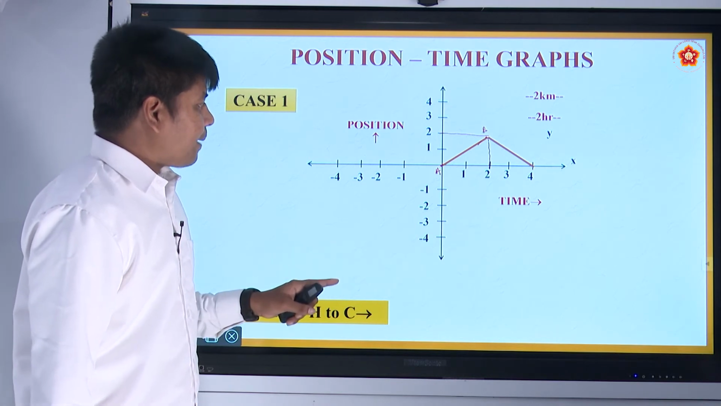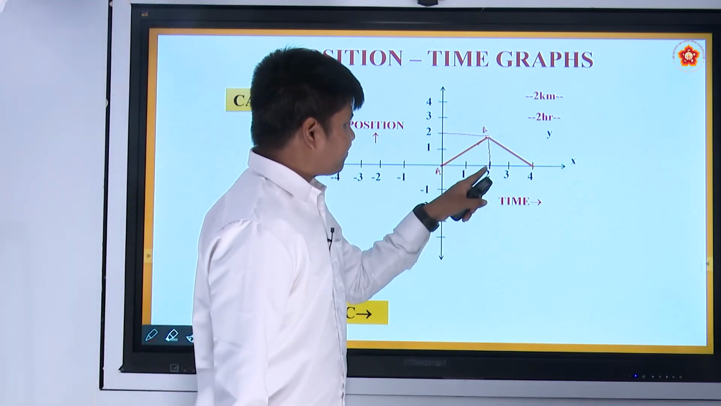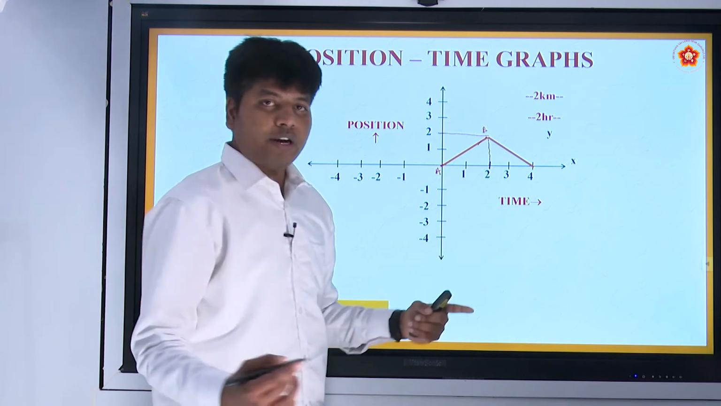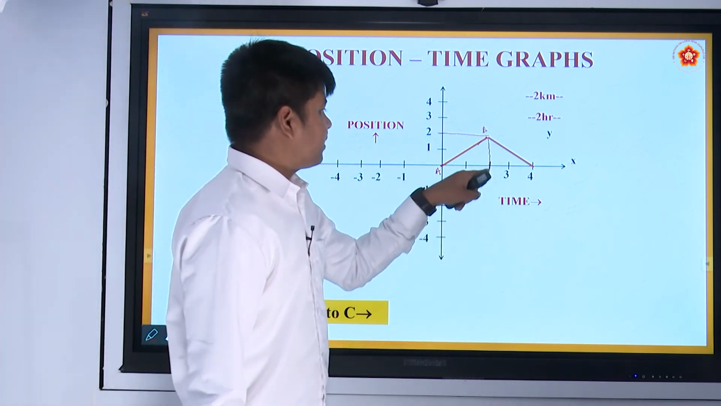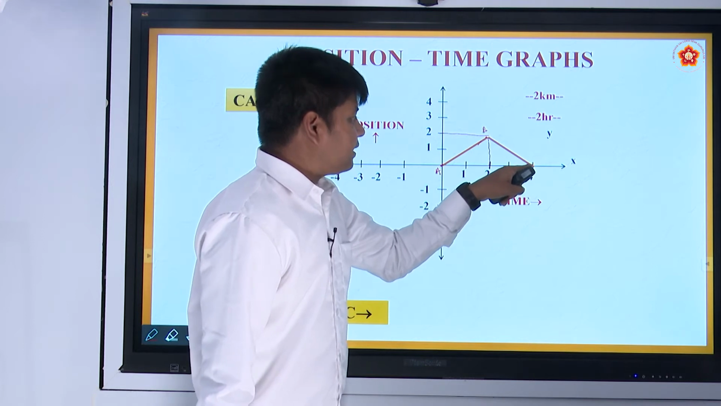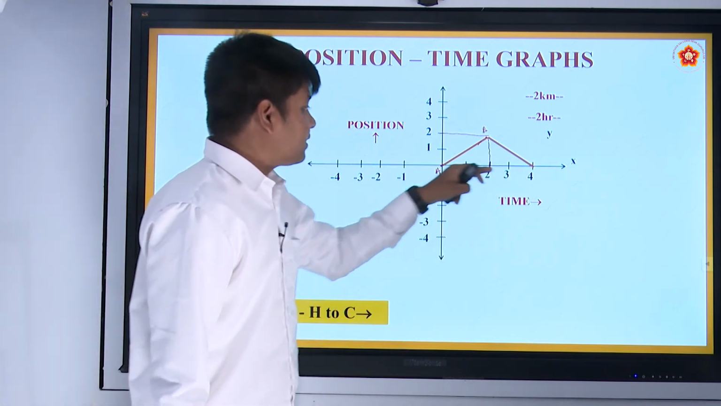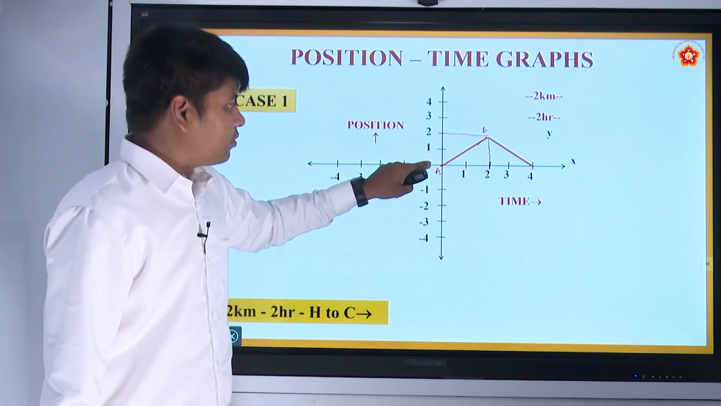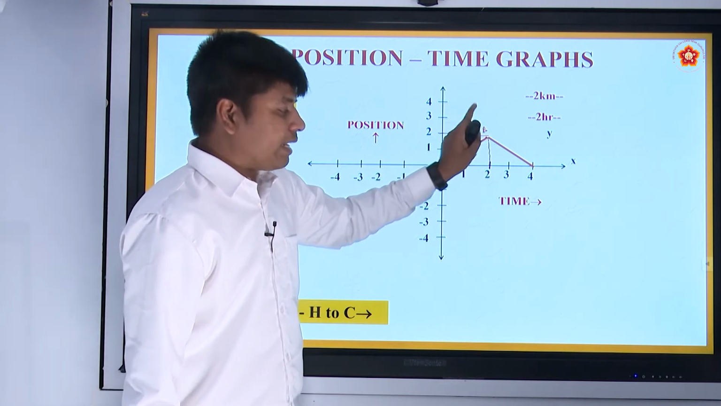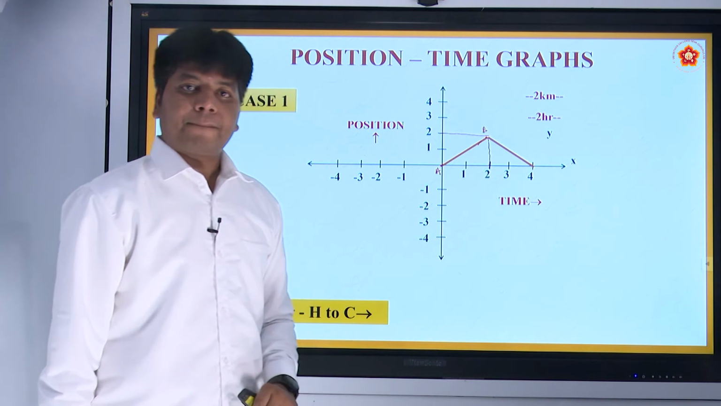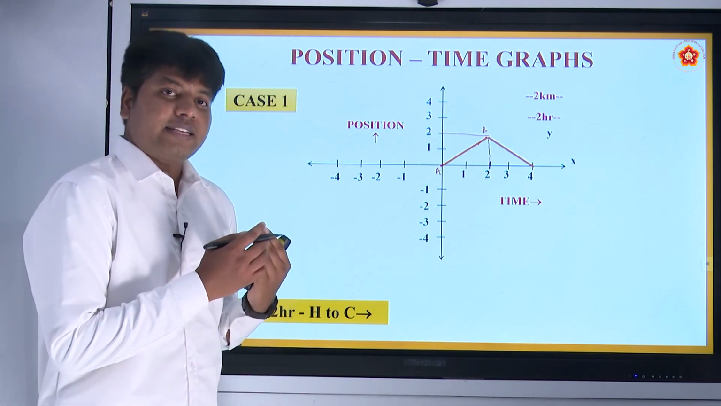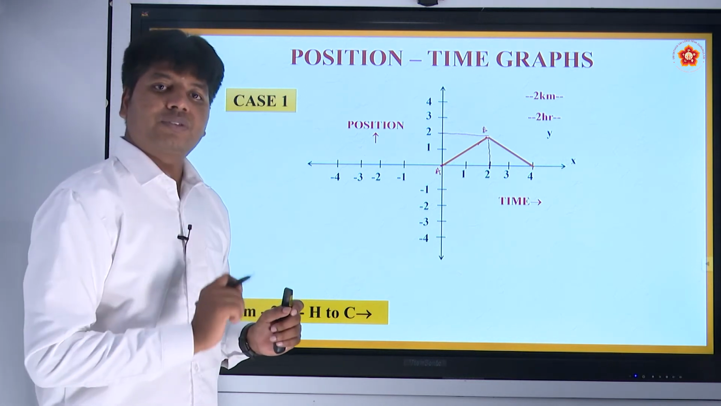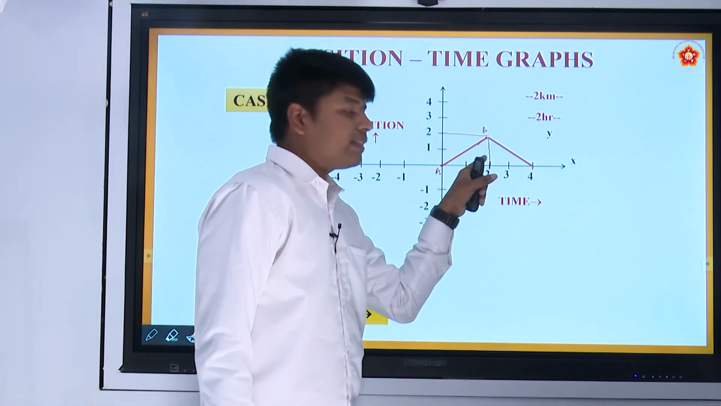After that, what happened, you can see. For the next 2 hours, from 2 to 4, what happened? It changed its position from 2 to 0. Y is 0 on this axis, right? So the position again becomes 0. Position started from 0 and became 2, and after the next 2 hours, it came back again. This is what we discussed in the earlier example, when you went from house to college and then from college back to your house. That is what is represented pictorially in the graph.